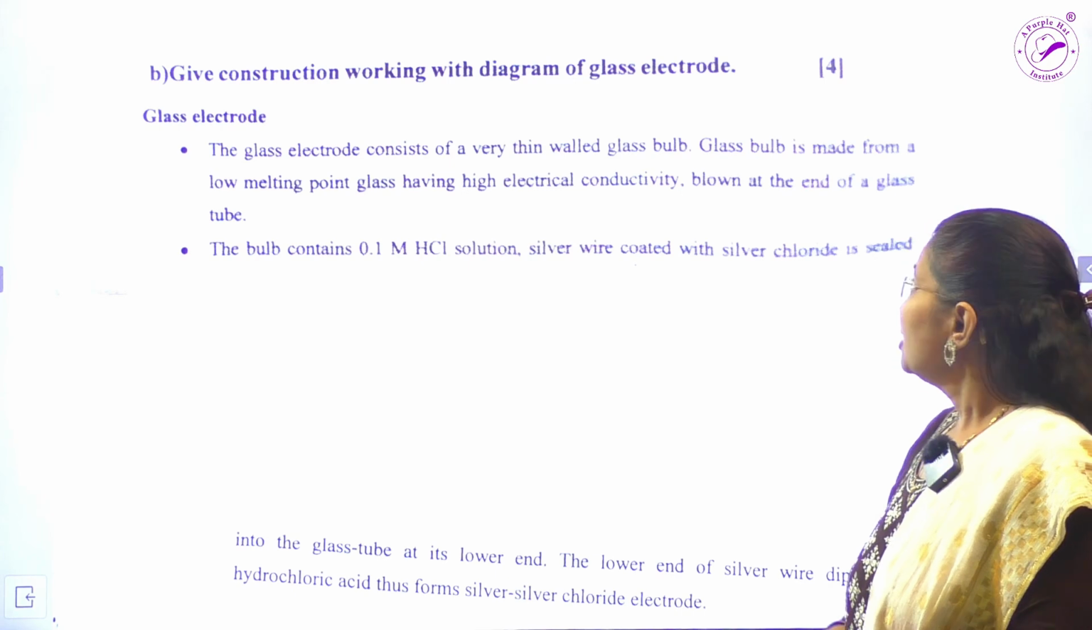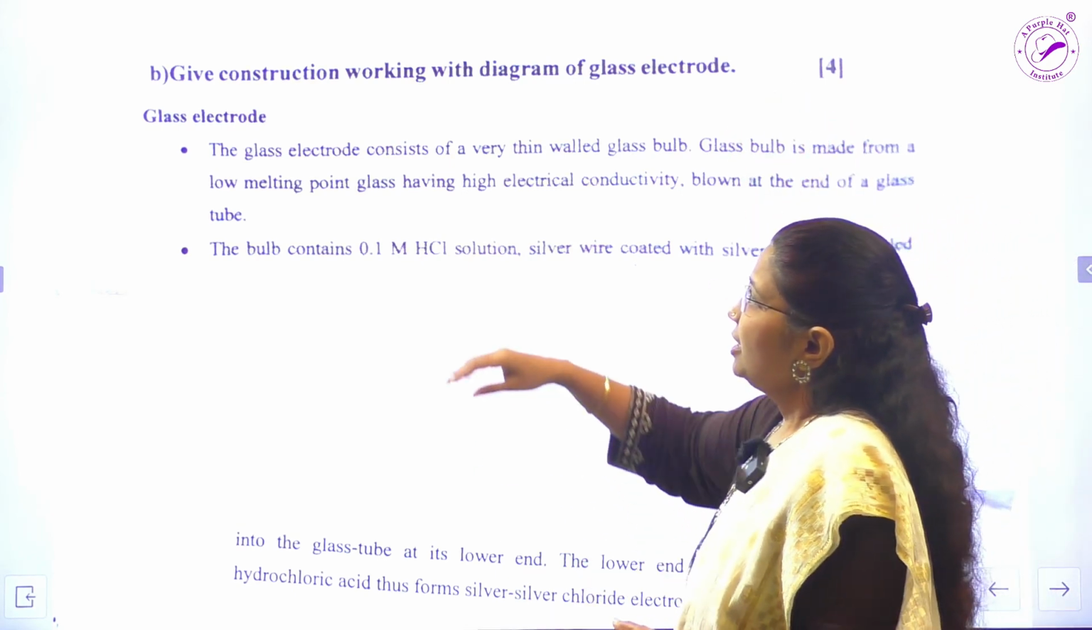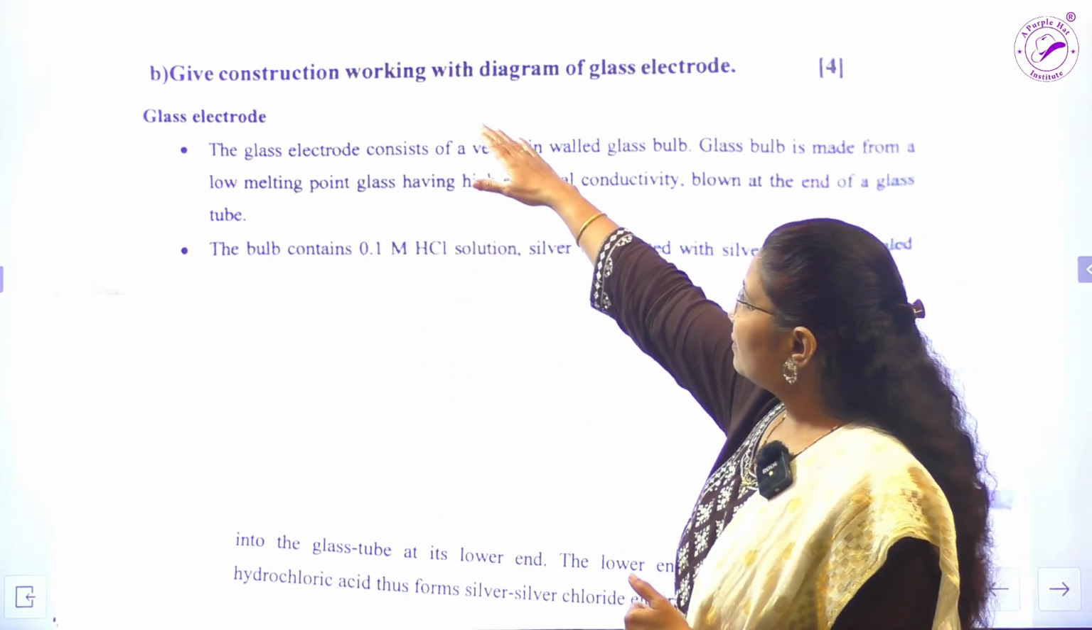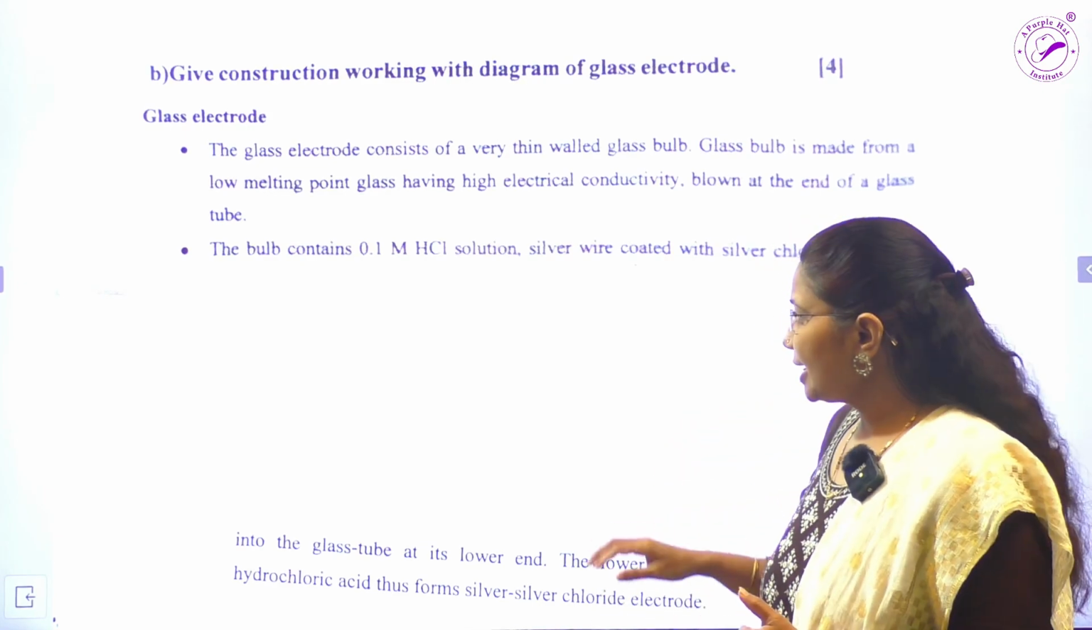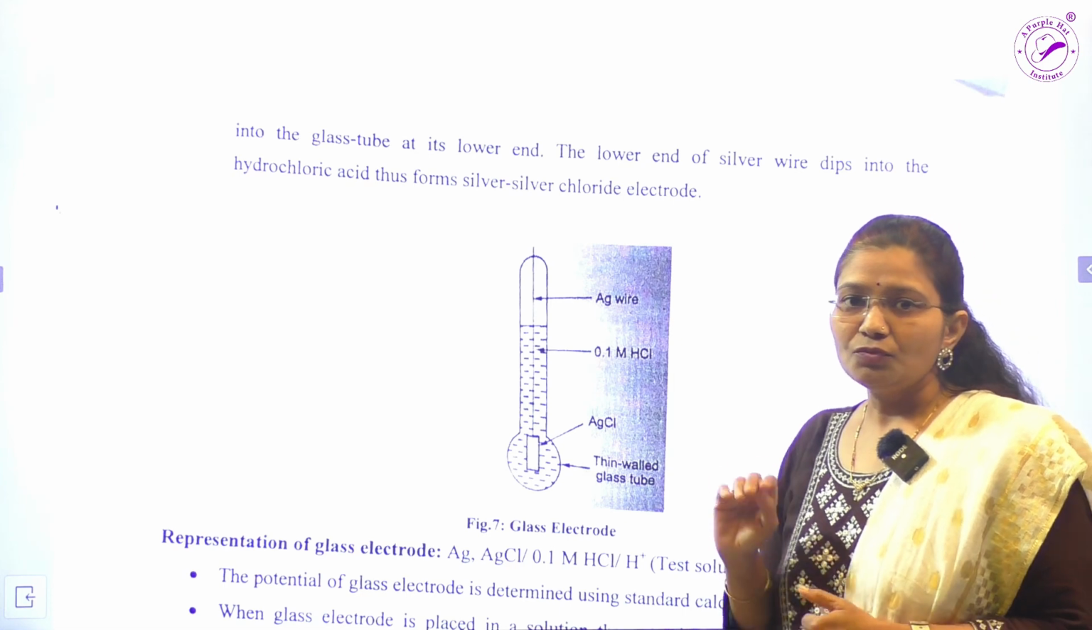Okay, so this question is for 4 marks. Here you can see that the construction will be for 1 mark, working will be for 1 mark, and the diagram will be for 2 marks. So this is how you will get the 4 marks.